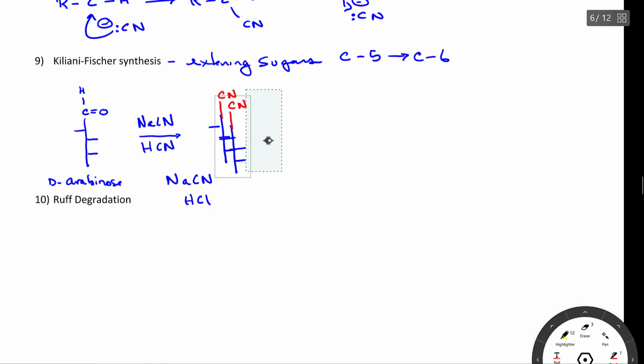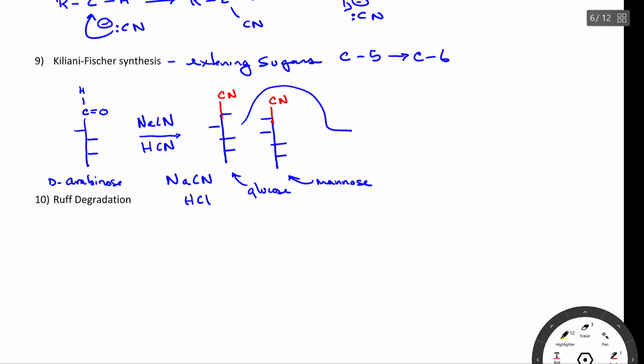Okay, so from that structure, I generate both of the enantiomers. So in one, this group goes like this, and the other side it goes like that. So those are the enantiomers. Now, this one will eventually lead to glucose, and this one will eventually lead to mannose. So let's take the glucose side, and we'll look at the reduction reaction.